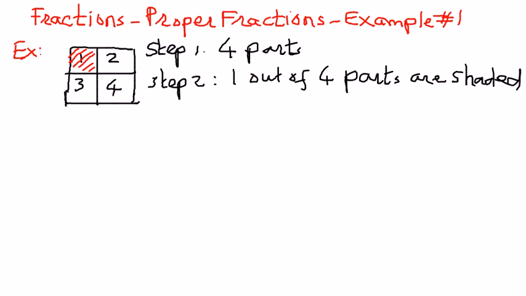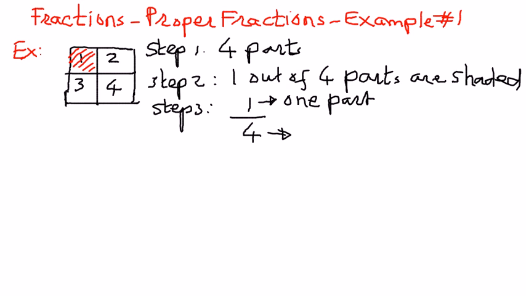Then, as step number 3, we want to say, in terms of fraction, 1 over 4. In terms of fraction, we can write this whole thing as a fraction. 1 part of the total of 4 parts is shaded. This is 1 part, and this number here is the total of 4 parts. So 1 part is shaded out of the total of 4 parts.